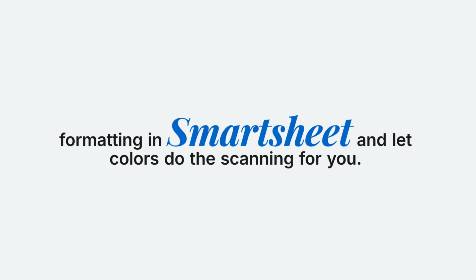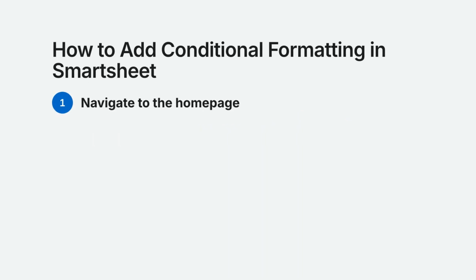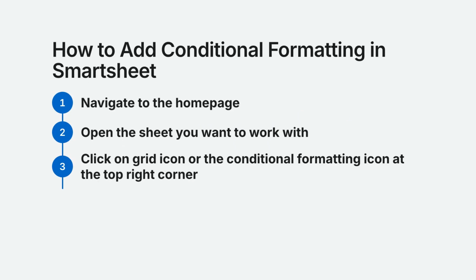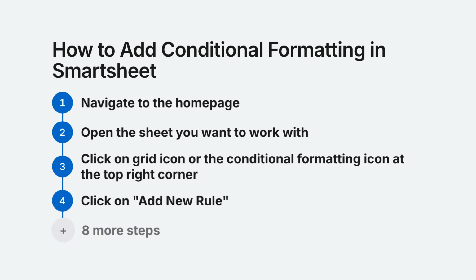Are you tired of losing critical data in a sea of rows? Master conditional formatting in Smartsheet and let colors do the scanning for you. We'll create a rule from scratch. Pick a column, set a condition, choose a format, and apply it. Follow these steps.